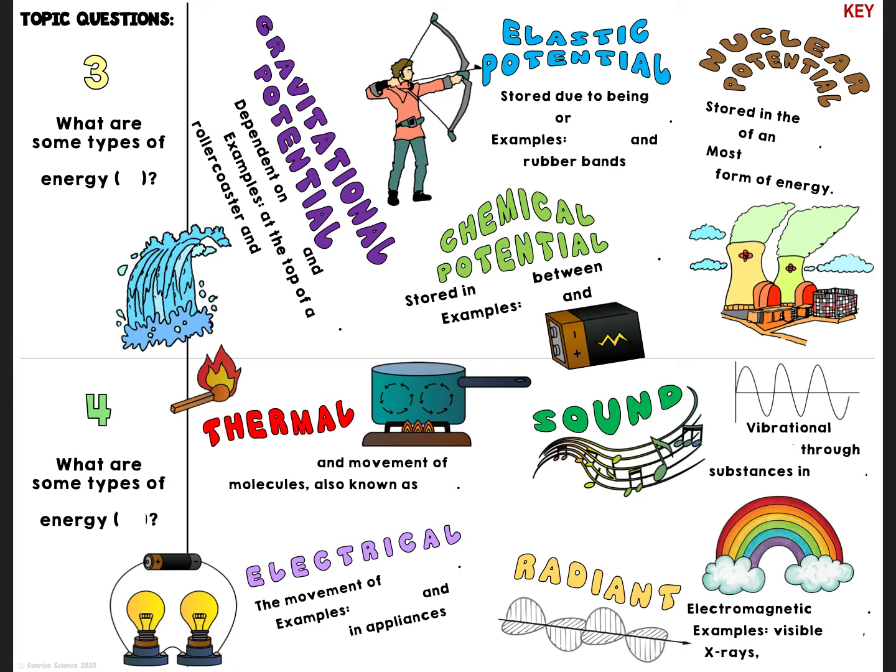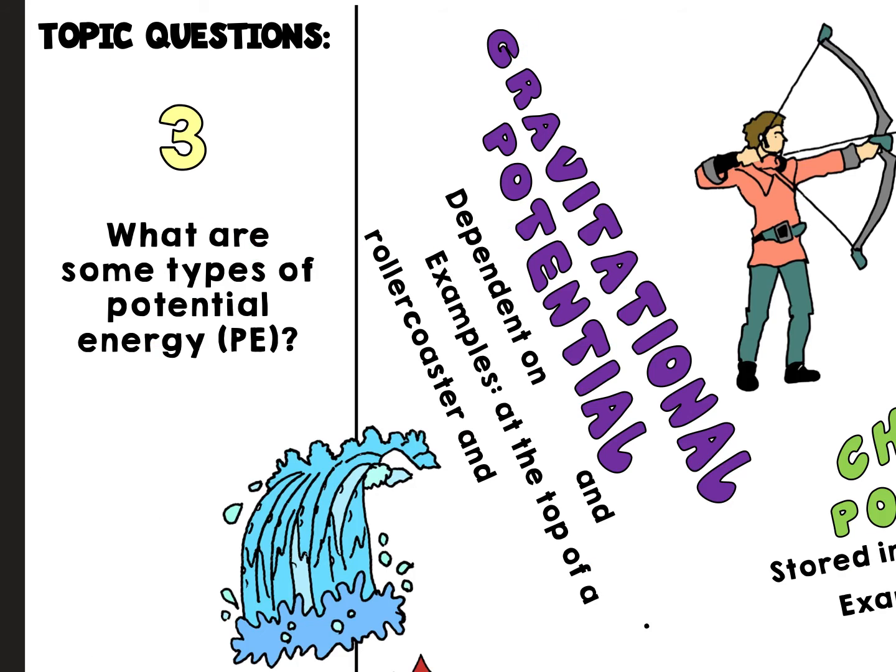Today we will continue looking at potential and kinetic energy. First, let us consider the types of potential energy. The first type of potential energy we are very familiar with at this point. Gravitational potential energy is dependent on mass and height.